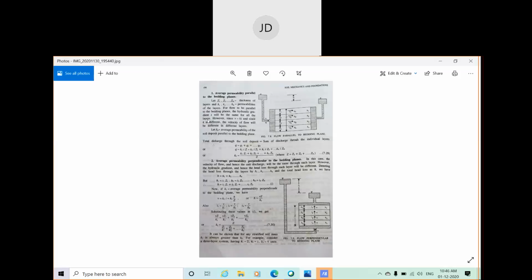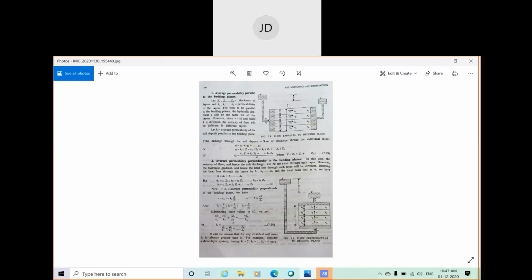Now here are some concepts, or you can say some theory, or theorem. For flow to be parallel to the bedding plane, the hydraulic gradient, that is i, will be the same for all the layers. Since H will not change throughout the flow of water across this soil layer, and the length traveled by this water, that is this length, the length of this soil, suppose L is the length of the soil, which is similar for each layer.